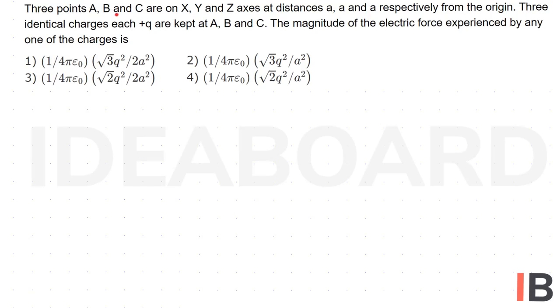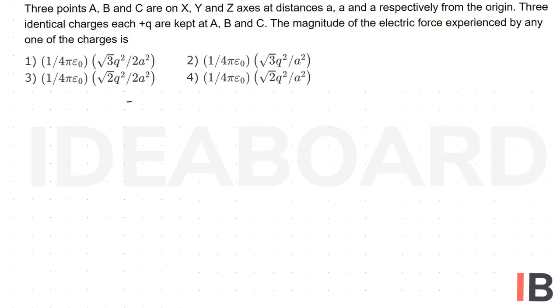Three points A, B, and C are on the x, y, and z axes at a distance a respectively from the origin. Three identical charges, each plus q, are kept at A, B, and C. The magnitude of the electric force experienced by any one of the charges is?